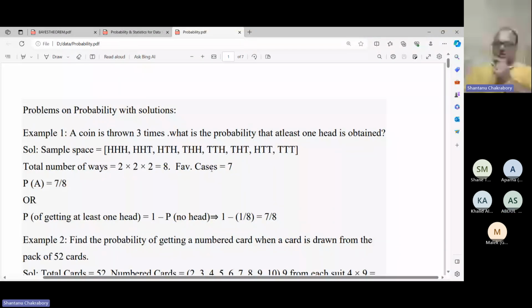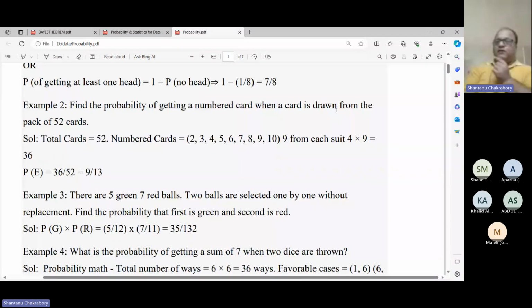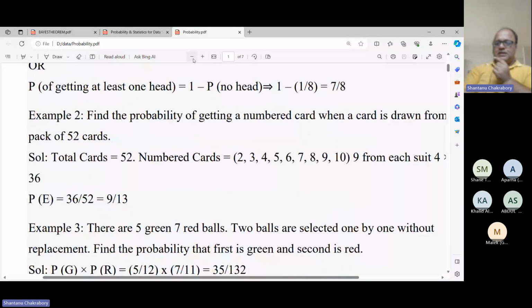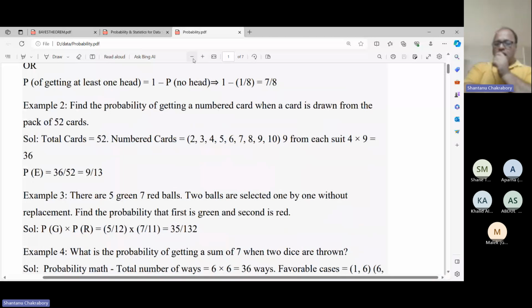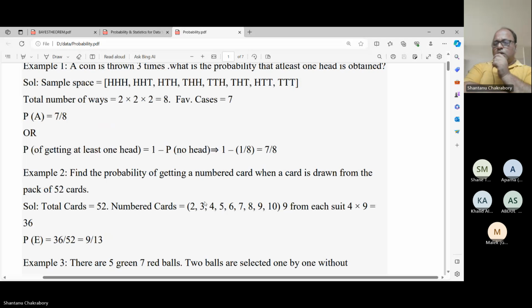Now the second one. Find the probability of getting a number card when a card is drawn from a pack of 52 cards. What are the number cards? Number cards are 2, 3, 4, 5, 6, 7, 8, 9, 10. And what are J, Q, K, A? J, Q, K are basically the face cards and A is an ace, right?